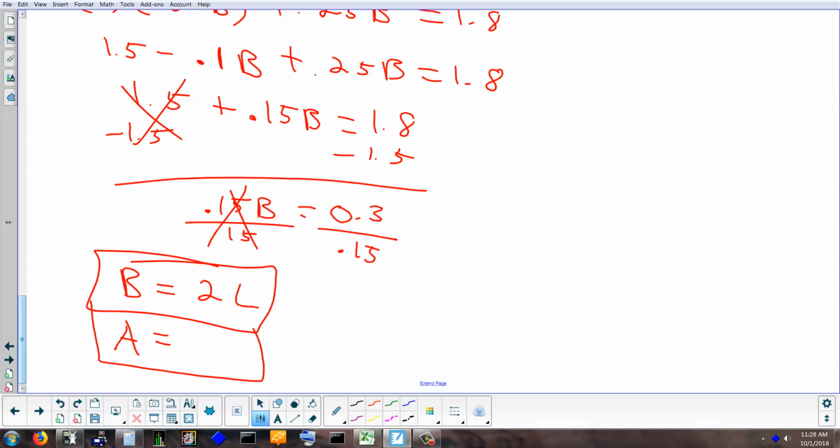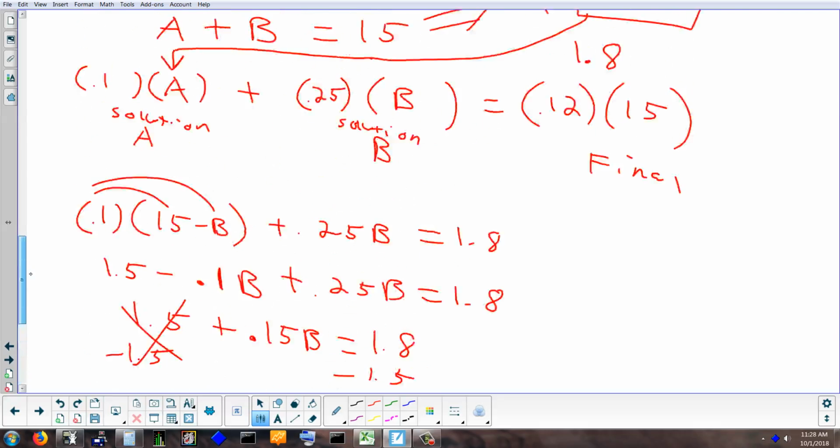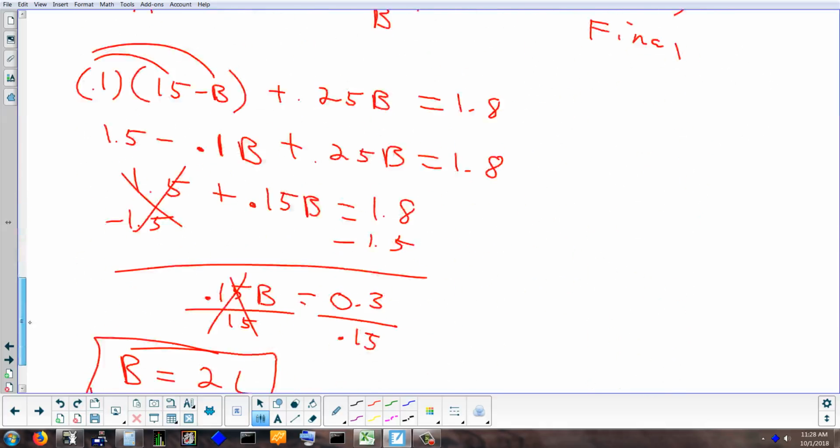13. Because remember, it was a total of 15. And once you know one of them, then you automatically know the other one. So there it is. If you mix 2 liters of B and 13 liters of solution A, you'll get exactly what they were looking for.